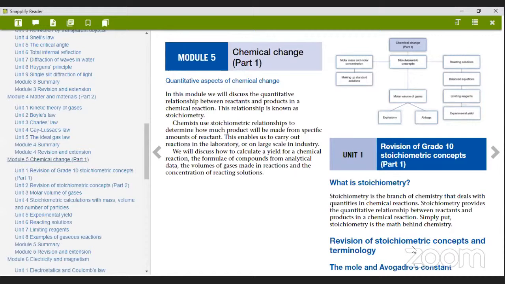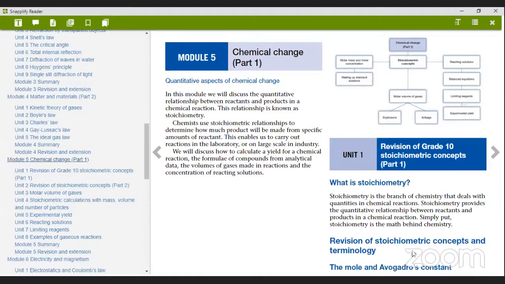So, as I've mentioned already, what is stoichiometry? Stoichiometry is a branch of chemistry that deals with quantities in chemical reactions. So basically, what this means is that you're dealing with mixtures. Basically, how much amount you use for a certain outcome, for example, if you mix two of them, how much out of the two is a percent for a certain one that you're using. It provides the quantitative relationship between reactants and products.